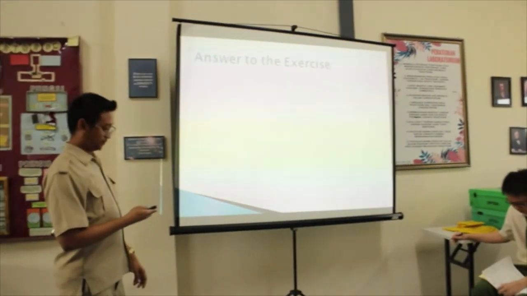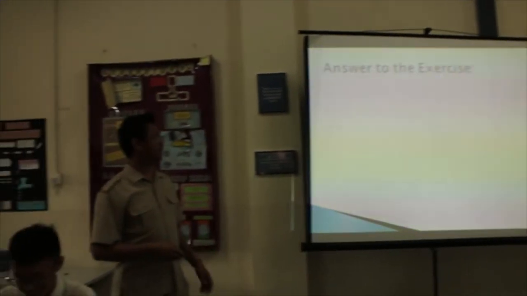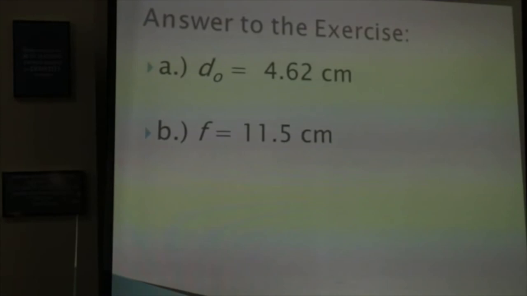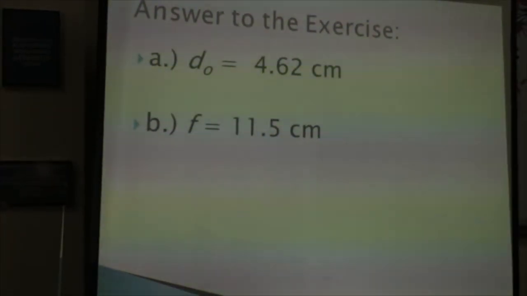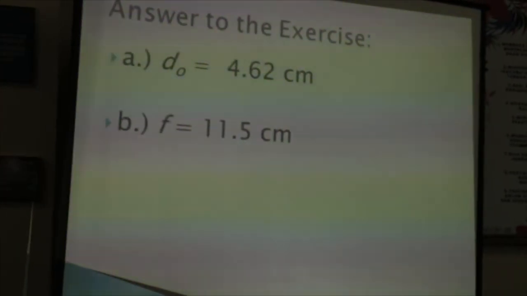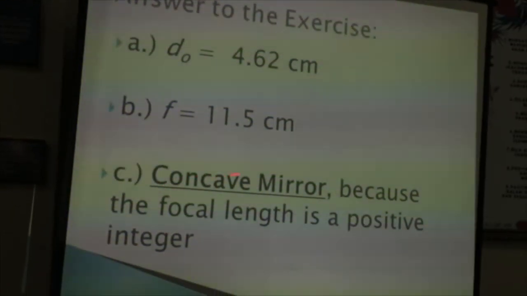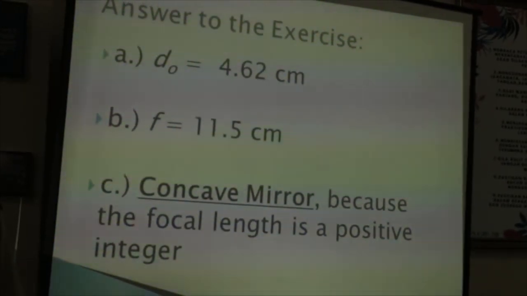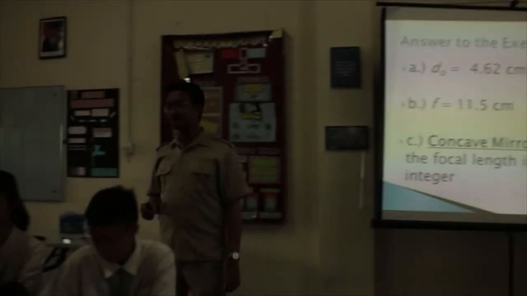Please check if they got it correctly. See if they have a solution, give a point for the solution. Next, for Jerby, the answer is the focal length equals 11.5 centimeters. Also a point for the solution, if they show the solution. And letter C, the answer is concave mirror because the focal length is a positive integer. Alright, count the score, record it, and then bring back the notebook to the owner.